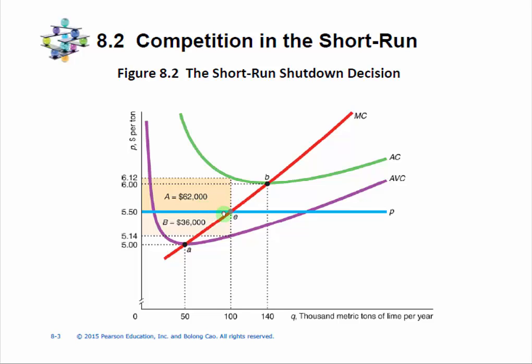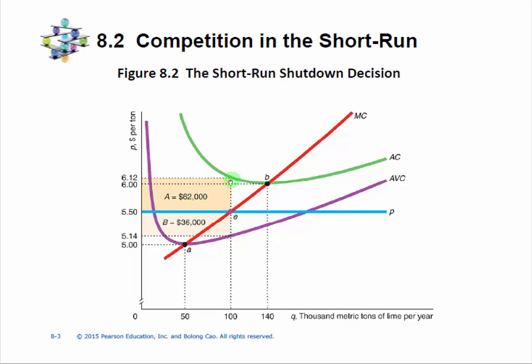But what if the firm shuts down? If the firm shuts down, what we know is actually the total fixed cost is A plus B. That will be $98,000. Okay, that's the $98,000.